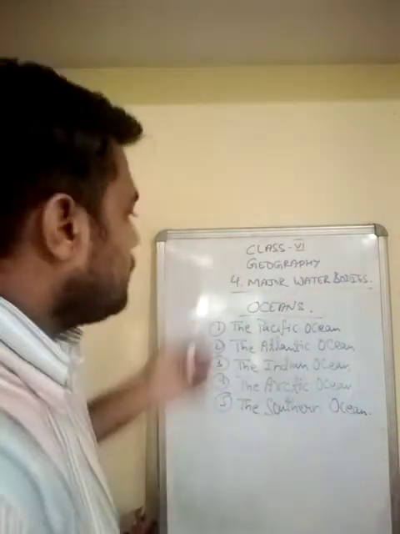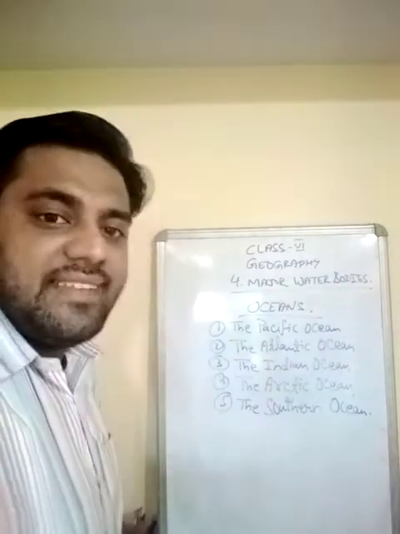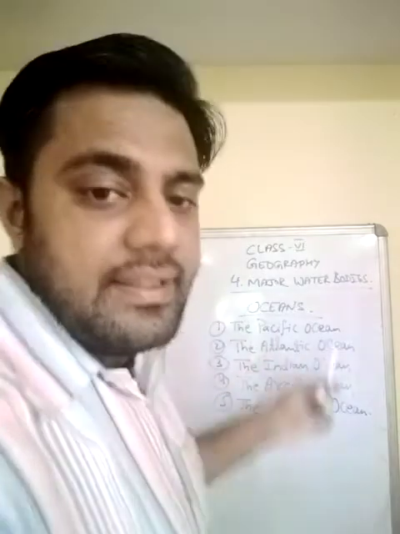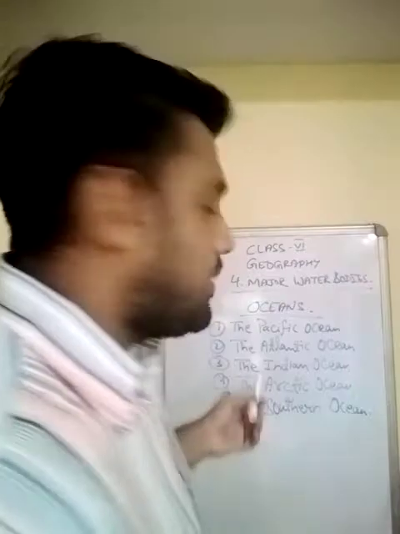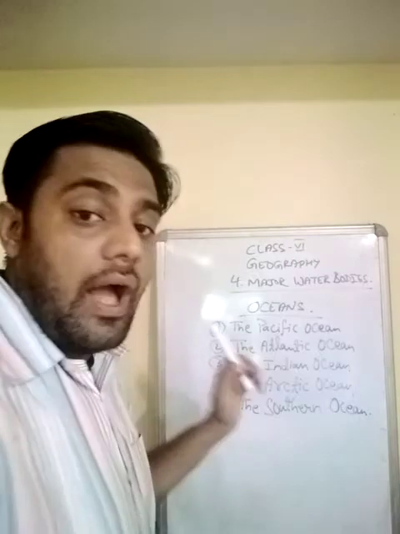So once again, let's read out the names. The Pacific Ocean, Pacific. The Atlantic Ocean, Atlantic Ocean. Number 3, the Indian Ocean, Indian Ocean. Number 4, the Arctic Ocean.